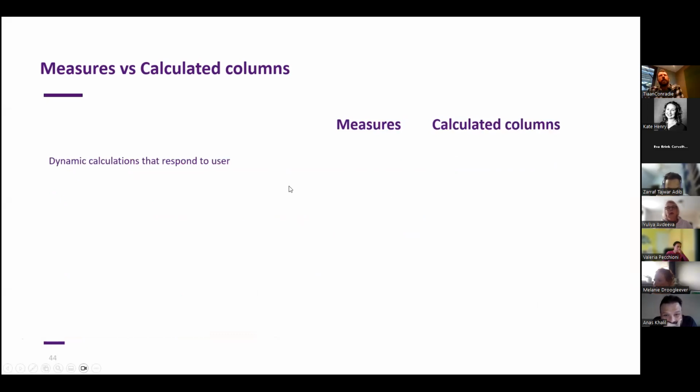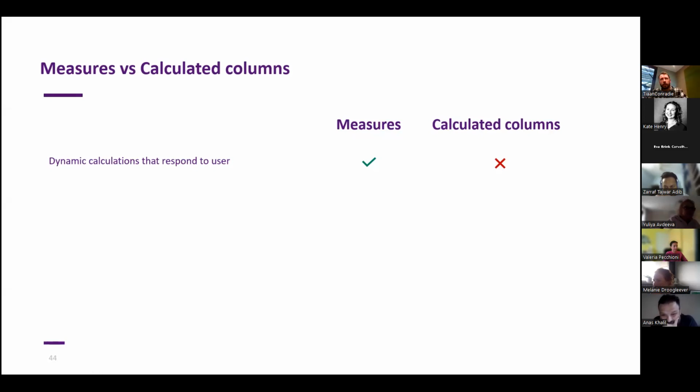So just to compare the two, and don't worry if it's not 100% clear yet, we're going to do this one as an example as well. But some of the differences: dynamic calculations that respond to users, measures do that, calculated columns don't. So that's kind of intuitive as well. Our cost per hour calculated column is going to exist in the back end regardless of what we're doing on the front. Whether you're using your slicers, whether you're using your filters, that column remains at the back end there, regardless of what you as a user or you as a developer do.